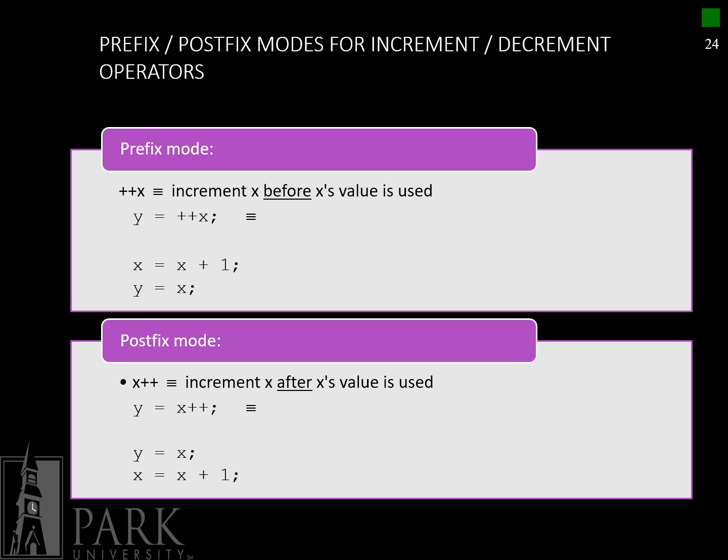So you can see here y equals plus plus x. That is equivalent to x equals x plus 1, then y equals x. Whereas in the postfix operator, here we have y equals x plus plus, which is equivalent to y equals x, and then x equals x plus 1. So you see the difference. This order right here gets changed depending on the operation.